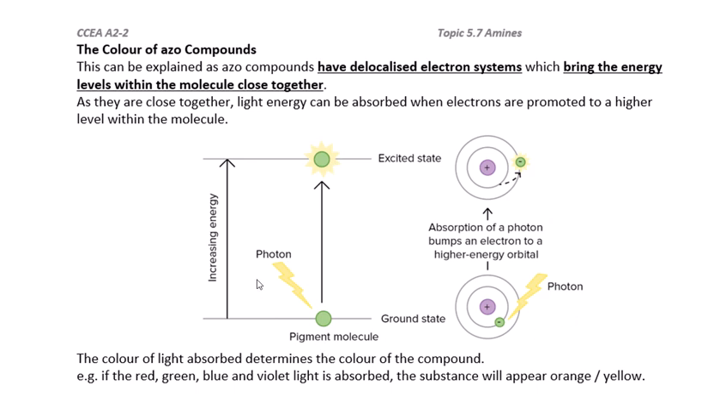So the colour that disappears determines the colour that the dye appears. So the colour of light absorbed determines the colour of the compound. So for example, if red, green, blue and violet light is absorbed, the substance appears to be yellow or orange. And that's the case with some of those azo dyes we saw where the light went in. Most of these colours have been absorbed, and then the substance appears to be a yellowy orange colour.